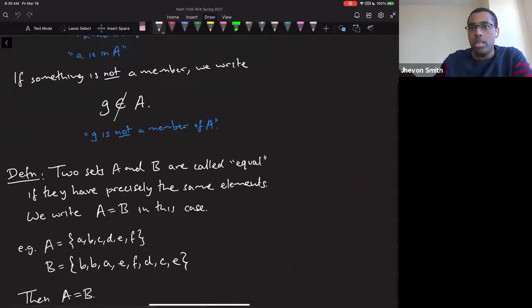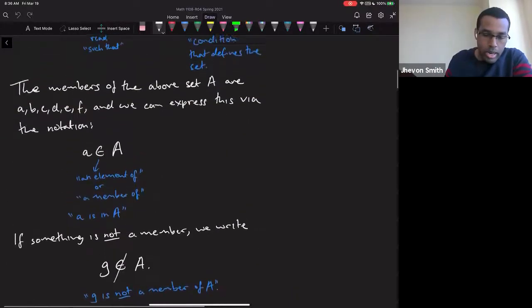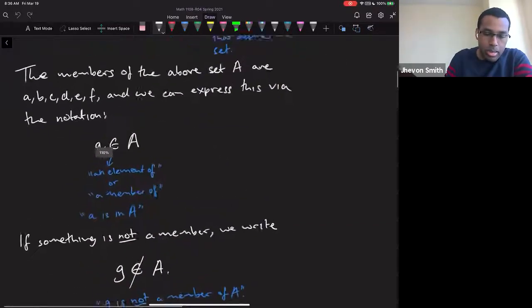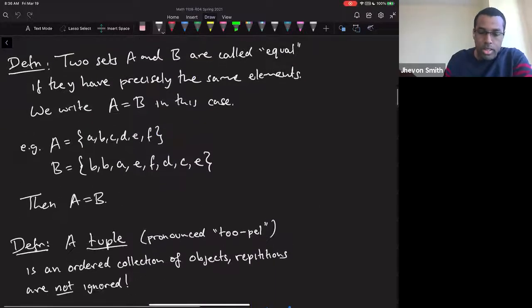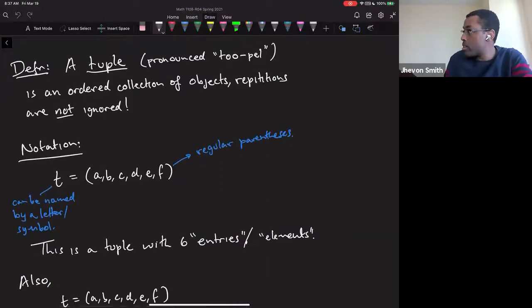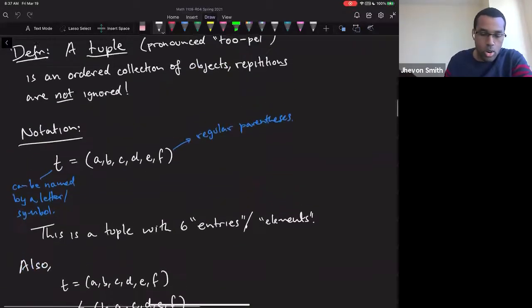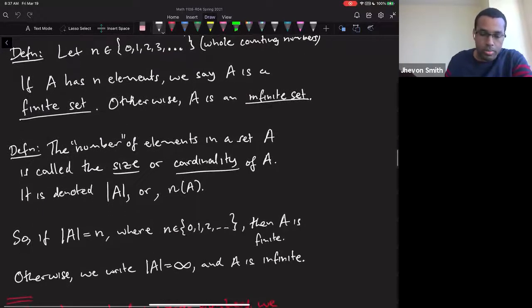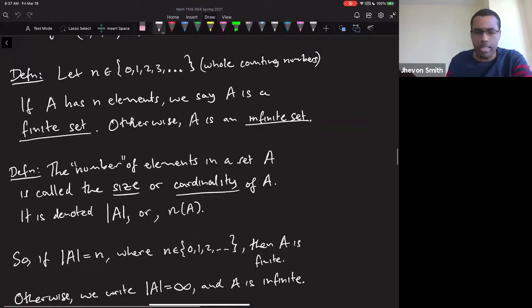We can use this symbol here, which is like a little E thingy, to say that something is a member of a set. Two sets are equal if they have precisely the same members. You don't have to list the members in the same order, and you can repeat. In the event that we don't want repeats, that we want to count repeats, or we want order, we can use what's called a tuple. This is like an ordered collection where repeats are counted, and there are contexts in which we want to do that. We talked about finite sets and infinite sets.